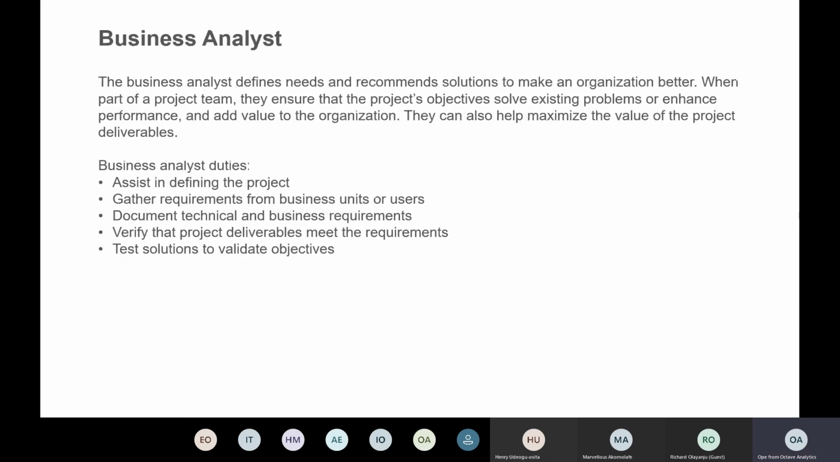Now, you also have the business analyst. The business analyst is part of the project team and defines the solutions to make an organization better. So your business analyst for an analytics project helps in creating or maximizing the values of a project deliverables. So your business analyst kind of does the overall analysis of a data project work.